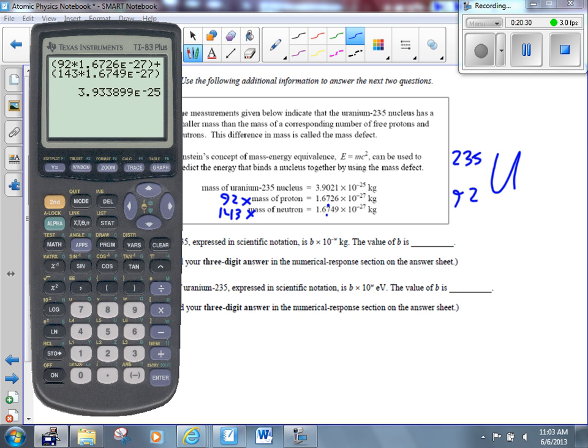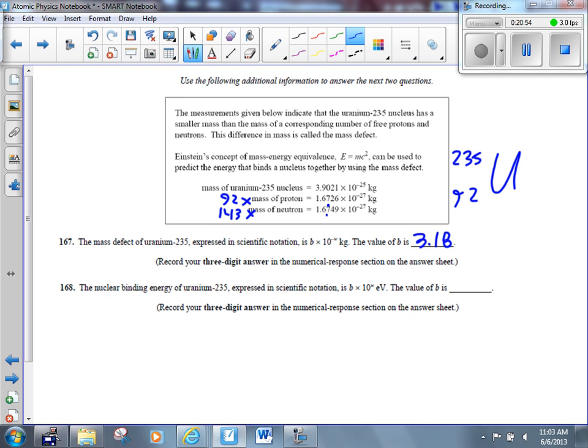I found the total mass of the nucleons. We know the total mass of the nucleons is going to be greater than the mass of the uranium nucleus. So let's now subtract from that the mass of the nucleus, 3.9021 times 10 to the negative 25. And that's going to give us 3.1799, or 3.18 times 10 to the, doesn't really matter. 3.18 is all we need to put there. All right?